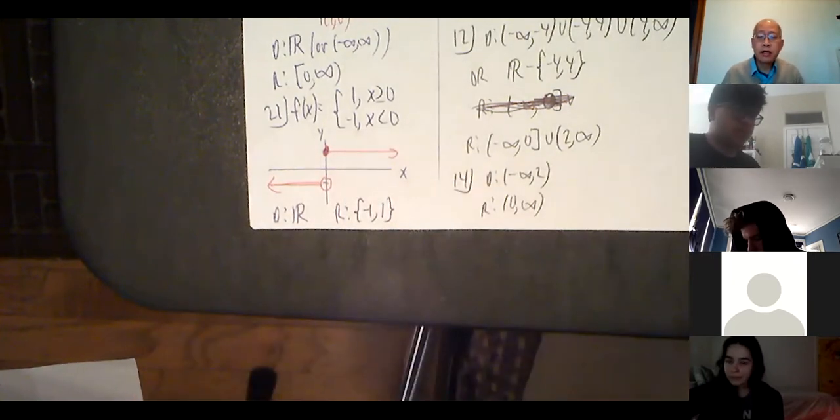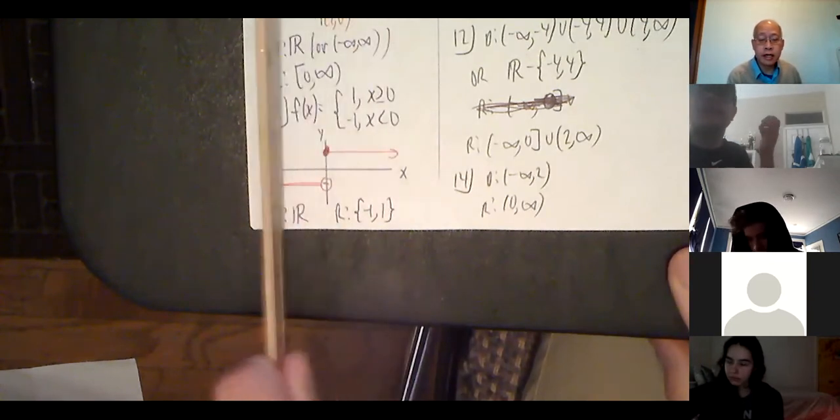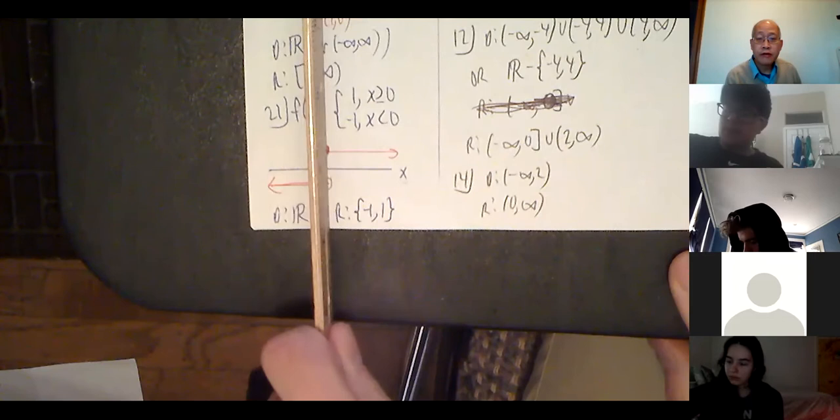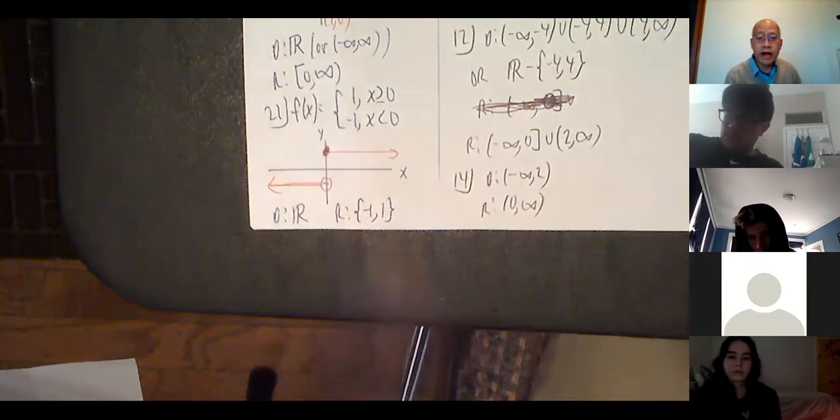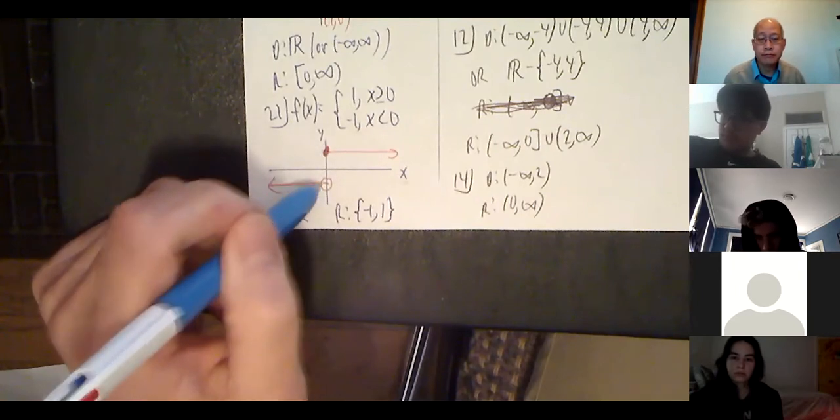Okay. By the way, notice it is a function. It still passes the vertical line test, right? Even right here, if I draw a vertical line right on the y-axis, it's only going to touch at one point because this point is counted, but this one is not.